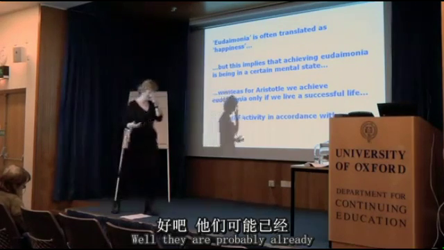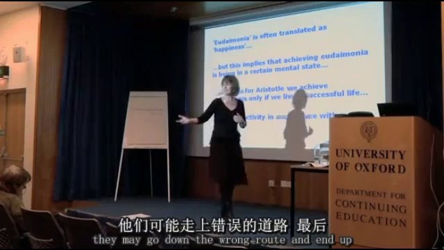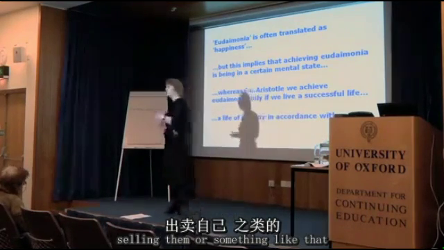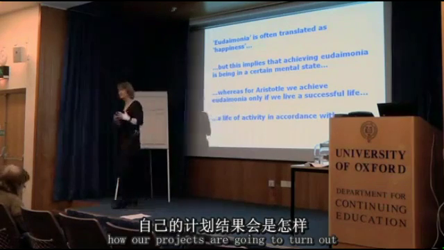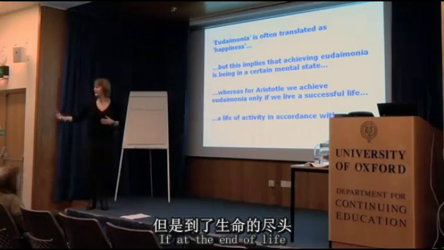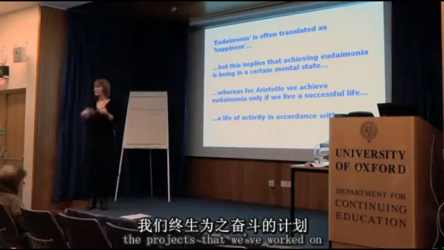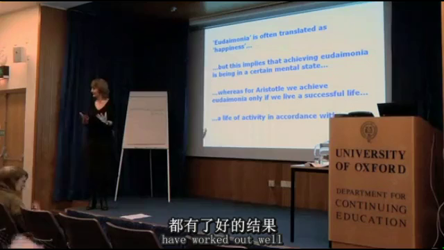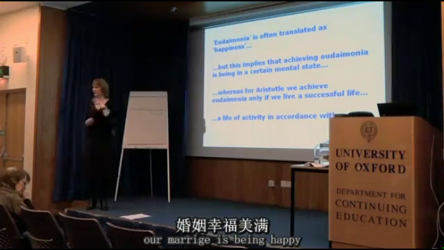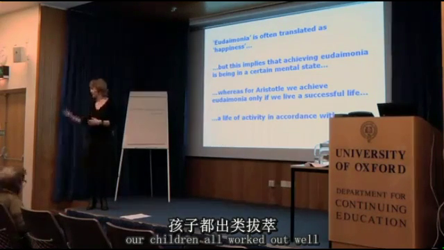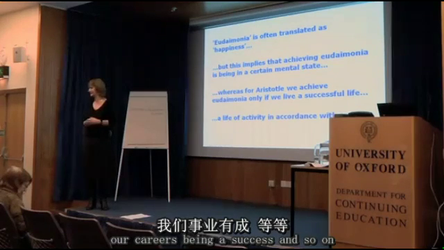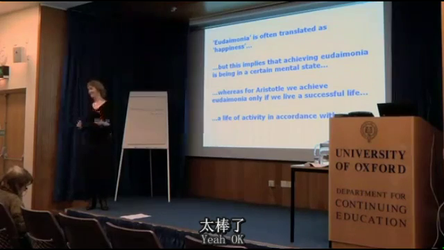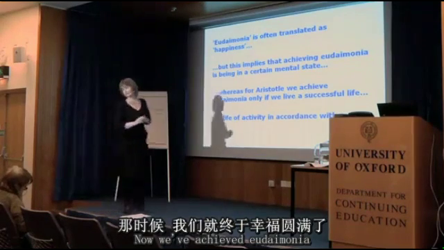Well, they're probably already into drugs, sex and rock and roll, but they may go down the wrong route and end up selling them or something like that. We don't know yet how our projects are going to turn out. If at the end of life, the projects that we've worked on, that we've seen as our purpose in life, have worked out well, our marriages have been happy, our children have worked out well, our careers have been a success and so on, we can look back on our deathbeds and think, yeah. Okay, now we've achieved eudaimonia.